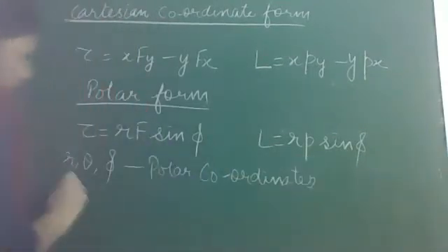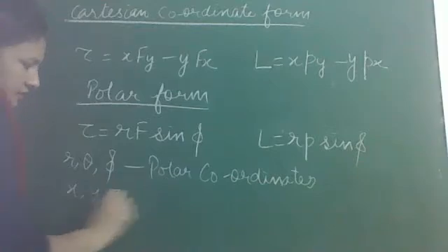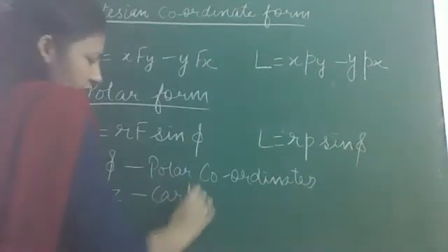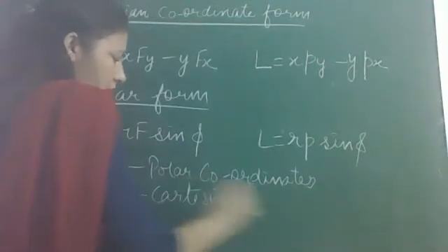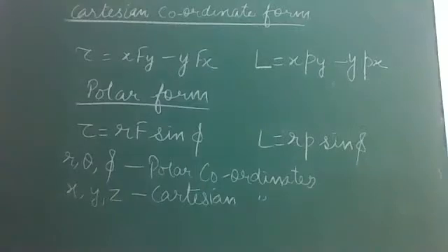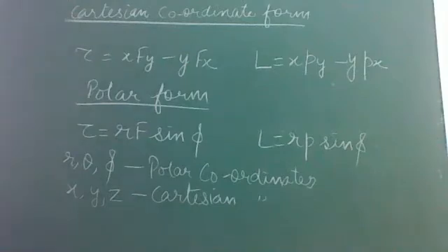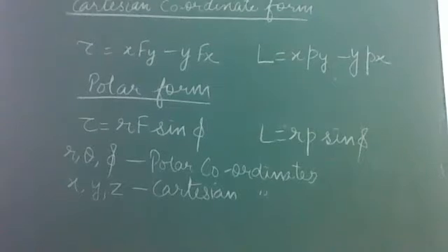And you know what x, y and z are? These are Cartesian coordinates. So accordingly, we have both the forms. Is that clear? Okay, so this statement must be clear to you. Do you have any doubts in the derivation of torque?